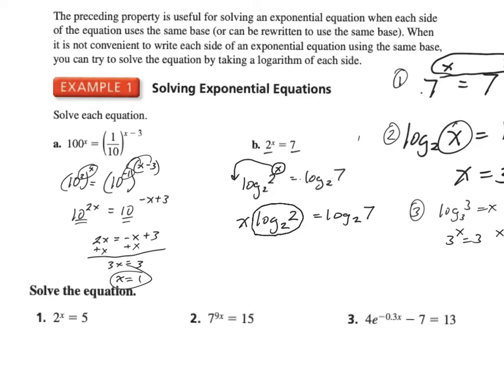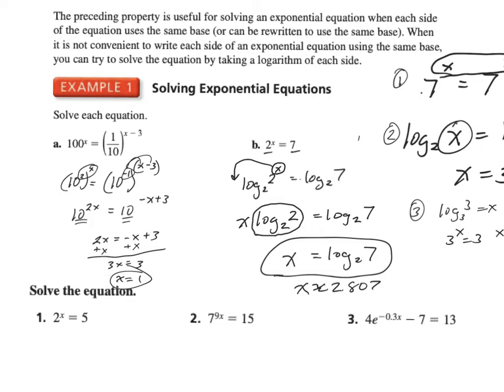If you haven't forgotten what I taught you 60 seconds ago, you're going to remember that that is actually the same thing as 1. So this becomes just x times 1 equals log base 2 of 7, and that is your answer. You can put that in a calculator and figure out what that is. It should come out to about 2.807. So x is approximately 2.807.